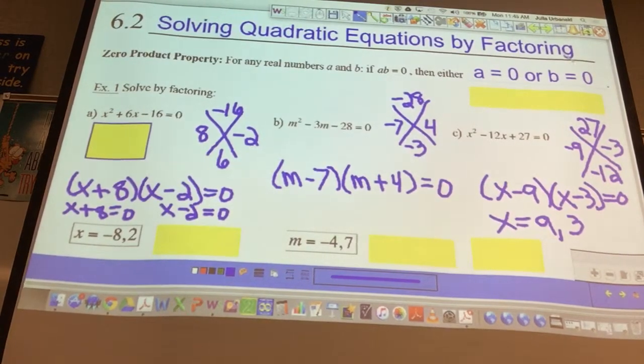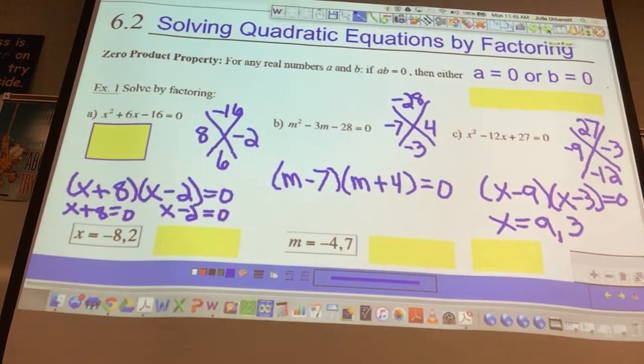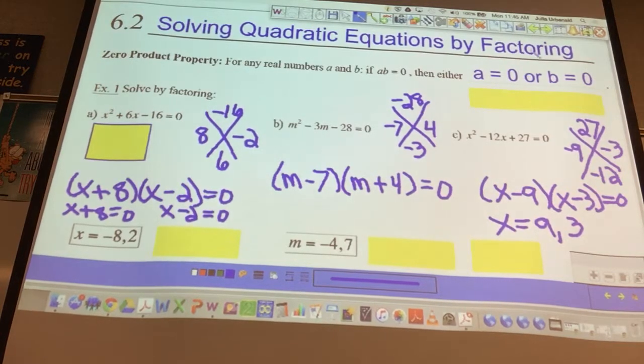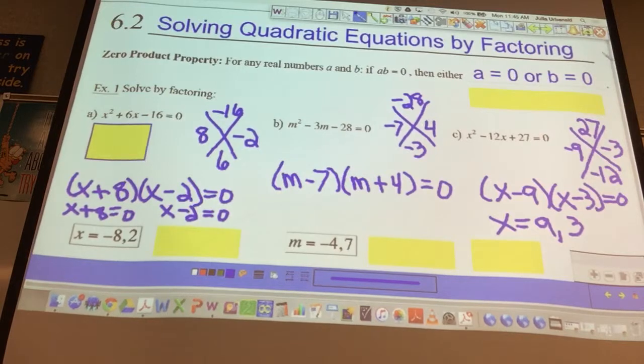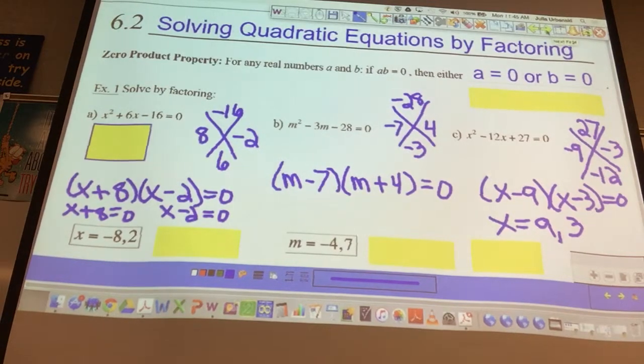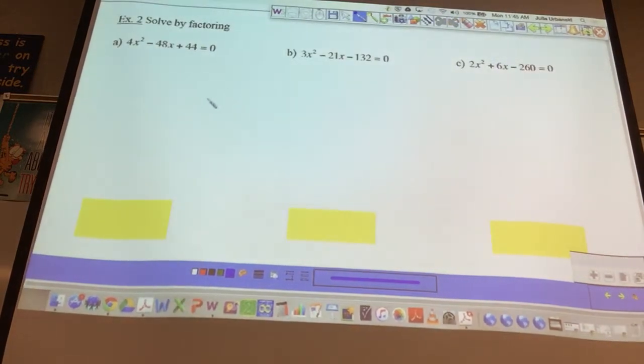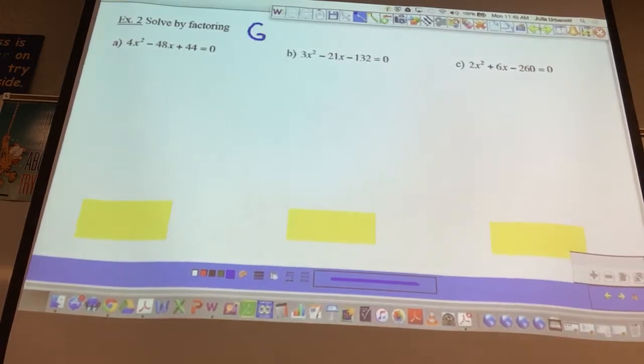All right, the next one's changed a little bit. Anyone still writing? Yes. You can copy from someone. Wait, okay? I'm just gonna take pictures. Got it? Okay.